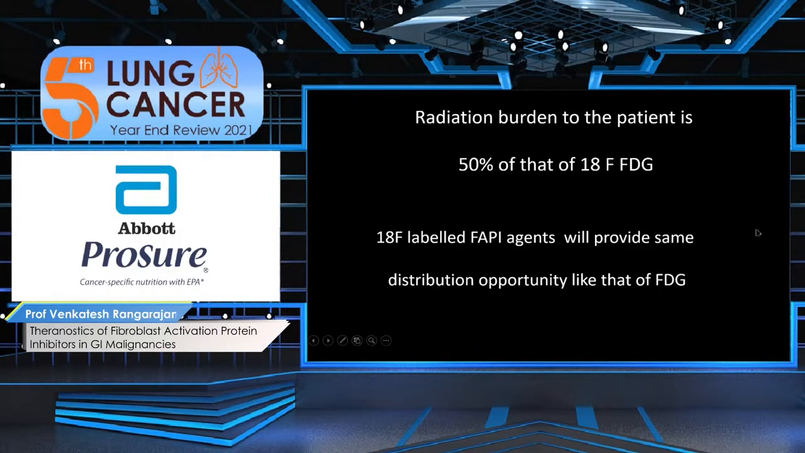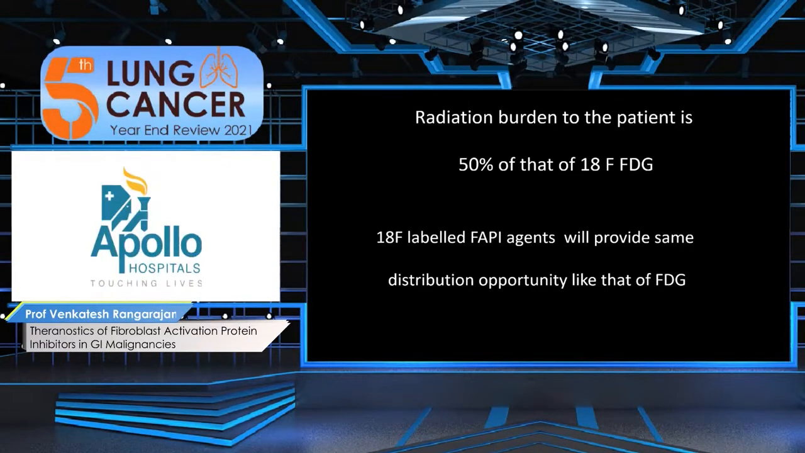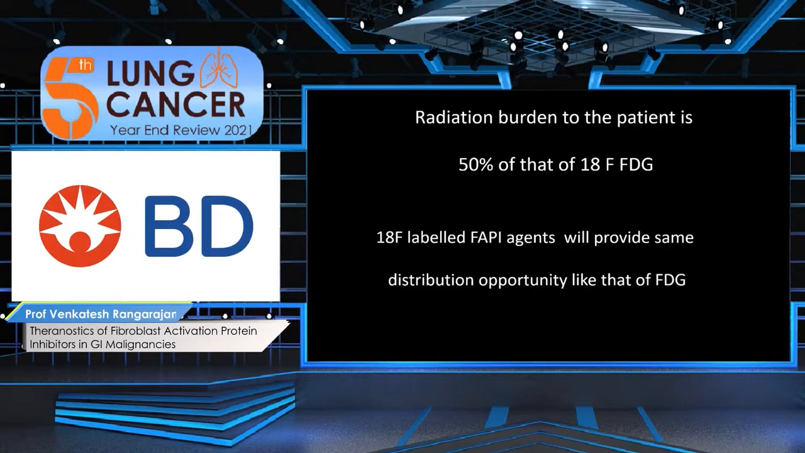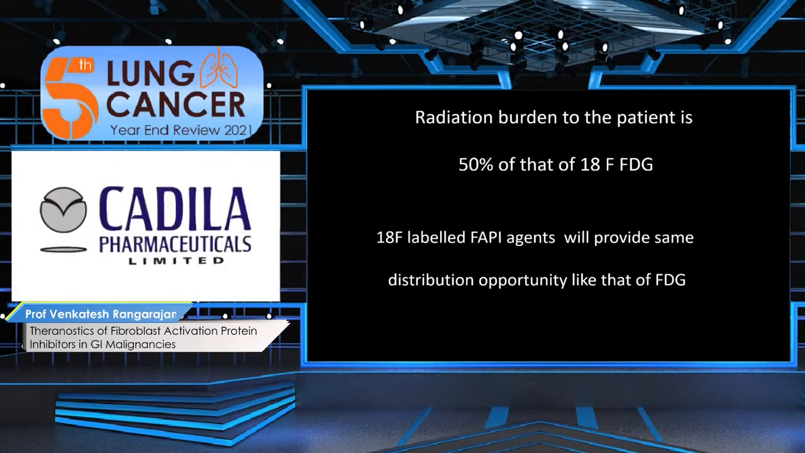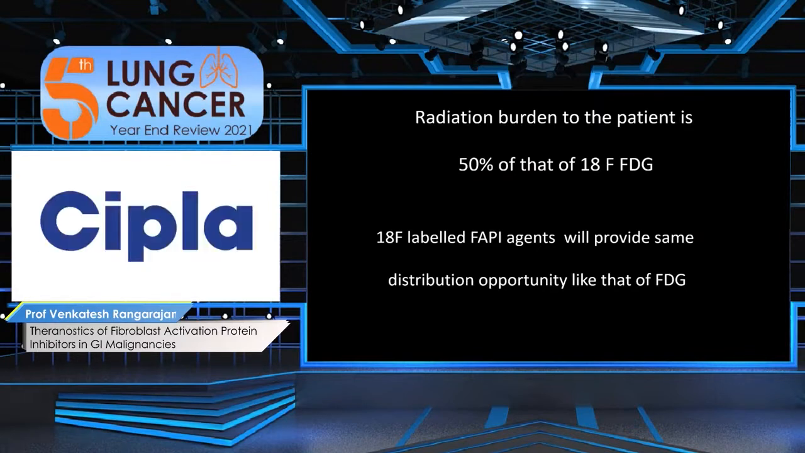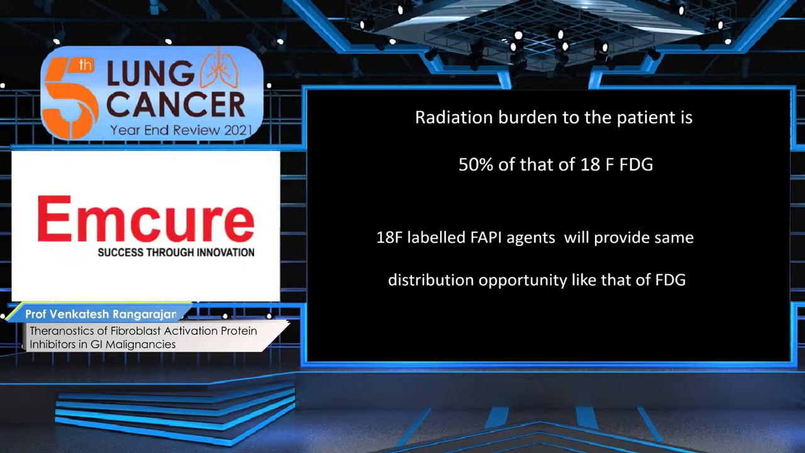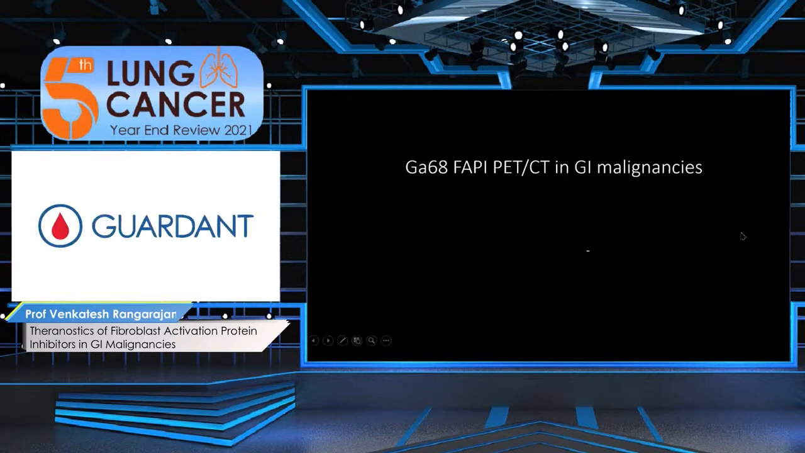Also, the radiation burden to this patient is going to be almost 50% of that of F18 FDG PET. That's largely because we will be using gallium-68. However, that is changing, because now we have F18 labeled FAPI agents available in the last few months, and this is going to give the same opportunity to all the centers, whether they are close to a cyclotron or very far from a cyclotron, because we are going to have F18 labeled FAPI agents, and that's going to provide excellent distribution opportunity like that of FDG.